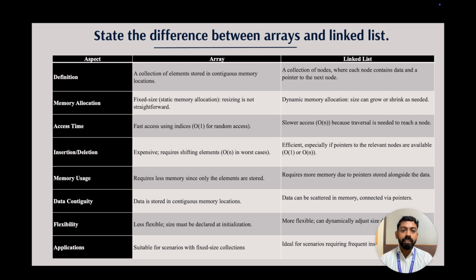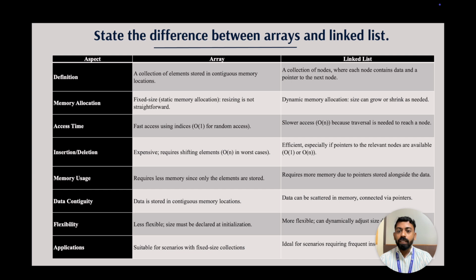The linked list is a collection of nodes, where each node contains the data and a pointer to the next node. So contiguous memory allocation is not possible here. For an array, the memory allocation size is fixed, which means static memory allocation. Resizing is not straightforward, so you have to fix the size and then use it. In the linked list, it is dynamic memory allocation: the size can grow and shrink whenever it is needed.